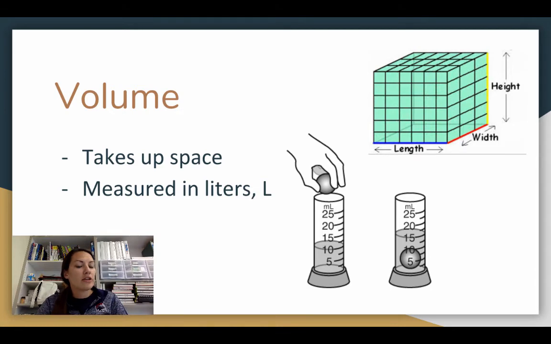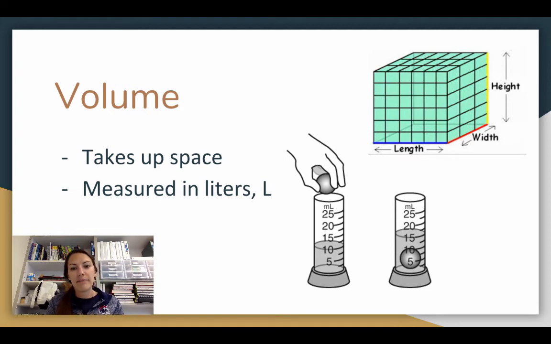Volume is another thing that should be familiar to you. Volume is something that takes up space. It's the amount of space that something takes up. It's measured in liters, which is a capital L, and that is mostly when we're talking about liquids, but we can also measure the volume of solids and gases. You might be familiar with measuring volume using length times width times height from geometry class or math class. We're also going to learn about how to measure volume by displacement.